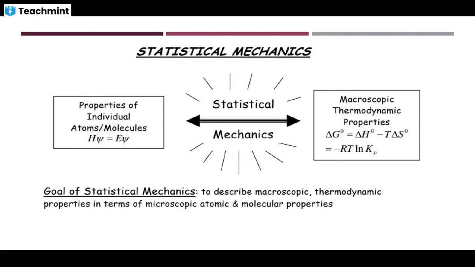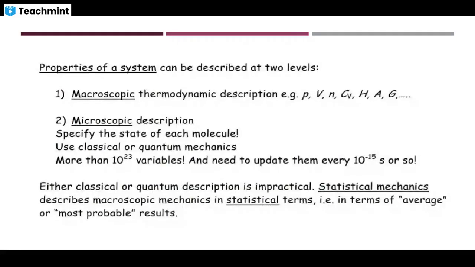Okay. So properties of a system can be described at two levels. One, macroscopic thermodynamic description like pressure, volume, moles, Cv, like that. In microscopic description, you specify the state of each molecule, using classical or quantum mechanics: more than 10^23 variables, and you need to update them every 10^-15 second and so on. So for a microscopic description of a macroscopic system, either classical or quantum description is impractical.